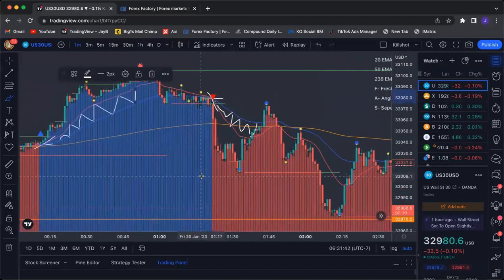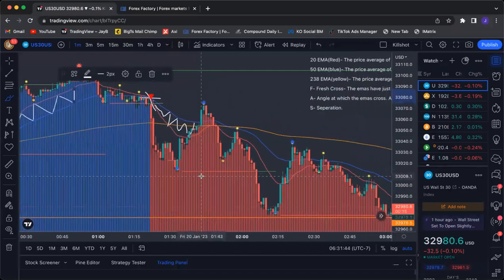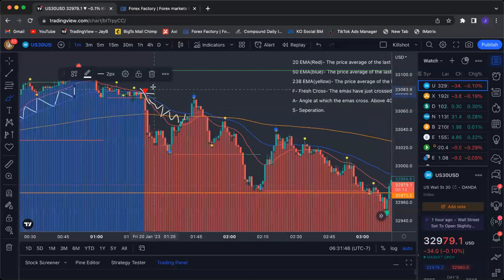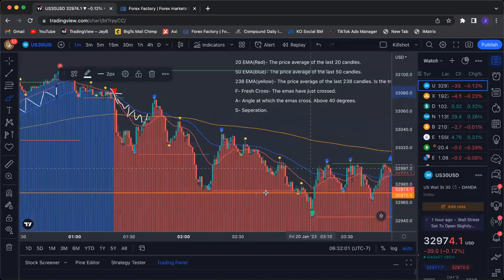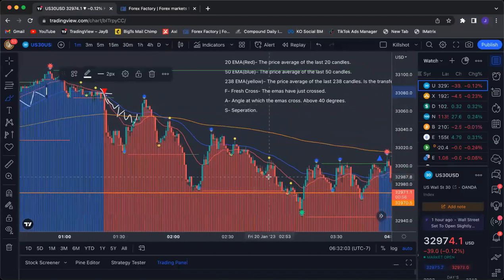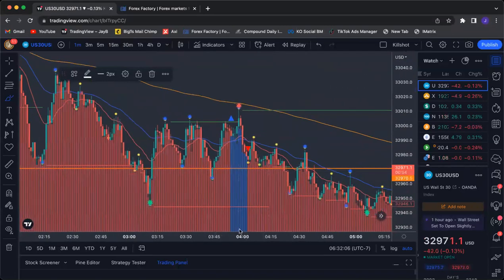Okay, so those are the three things we're looking for when the angles do cross. It's not just as simple as, oh, it crosses and we can, and it is that simple. If people just come and take the signals, it is that simple. But once you start to really want to nitpick and you want to get super patient and you want to take the right signals, these are things you look for in those EMA crosses. All those things make sense.